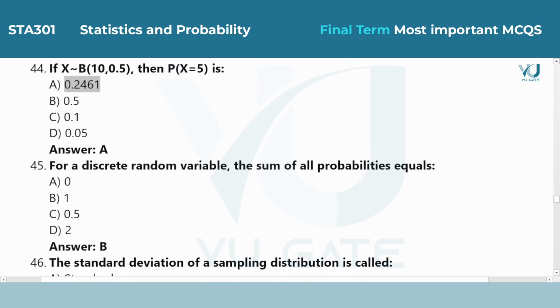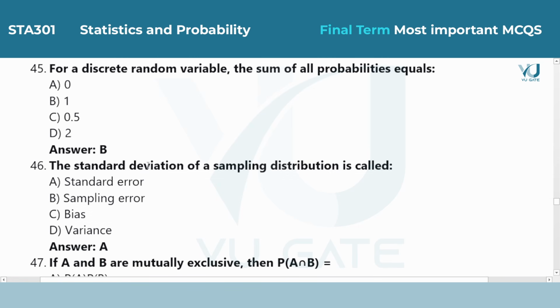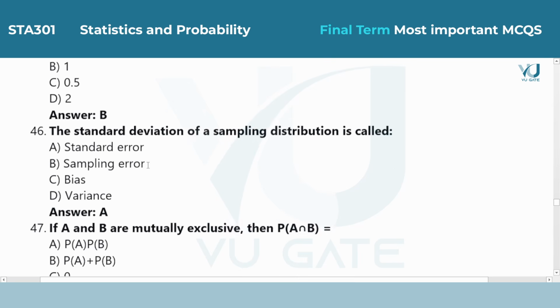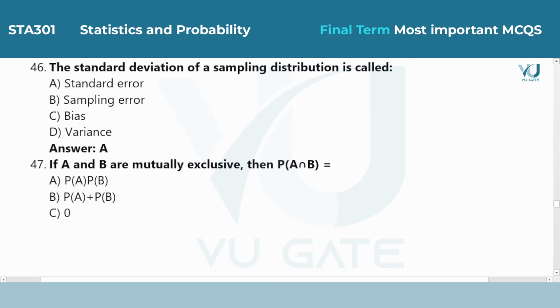0.2461. Explanation: this is the specific probability of getting exactly 5 successes in 10 trials when the chance is 50%. Question: for a discrete random variable, the sum of all probabilities equals? Answer: B. 1. Explanation: just like continuous variables, the probabilities for every possible outcome in a discrete set must add up to 1. Question: the standard deviation of a sampling distribution is called?